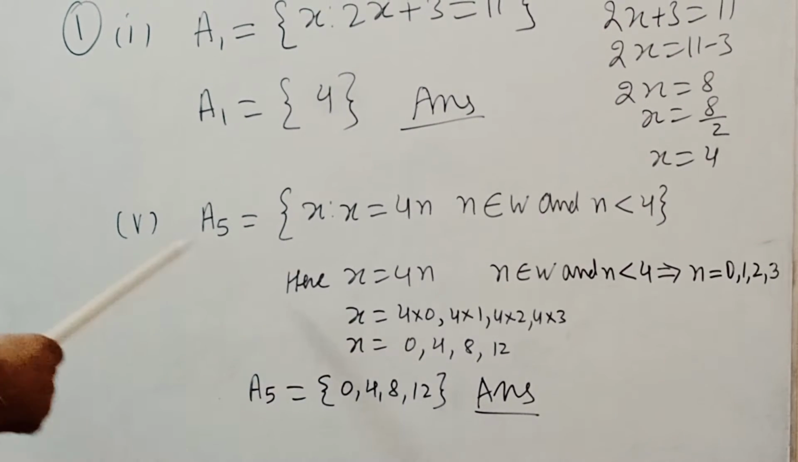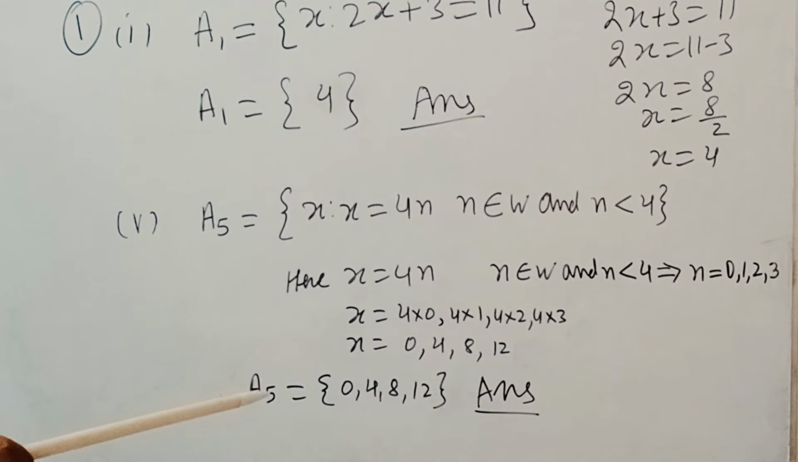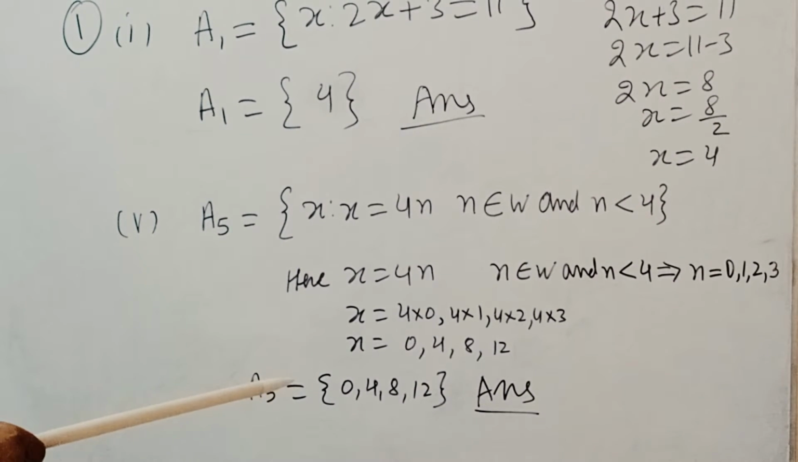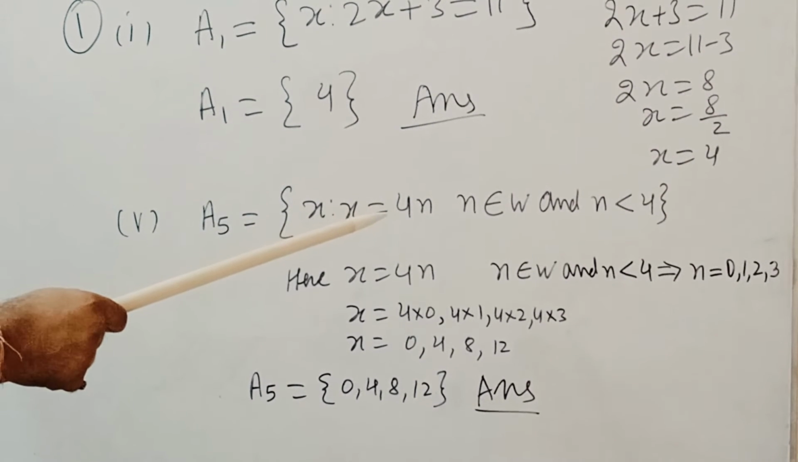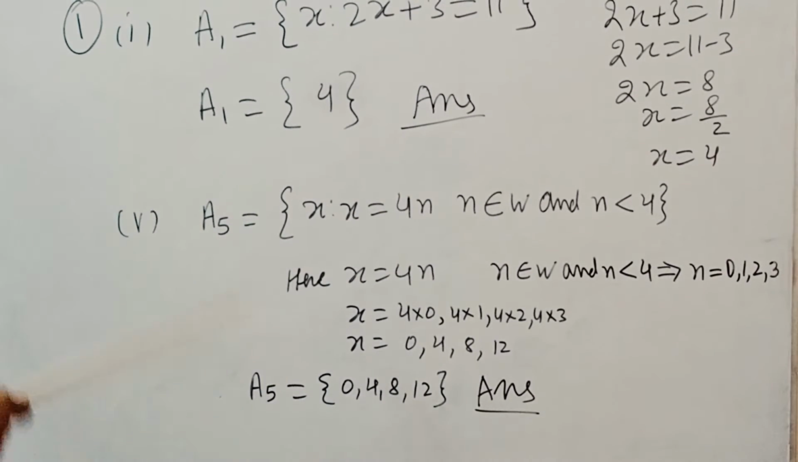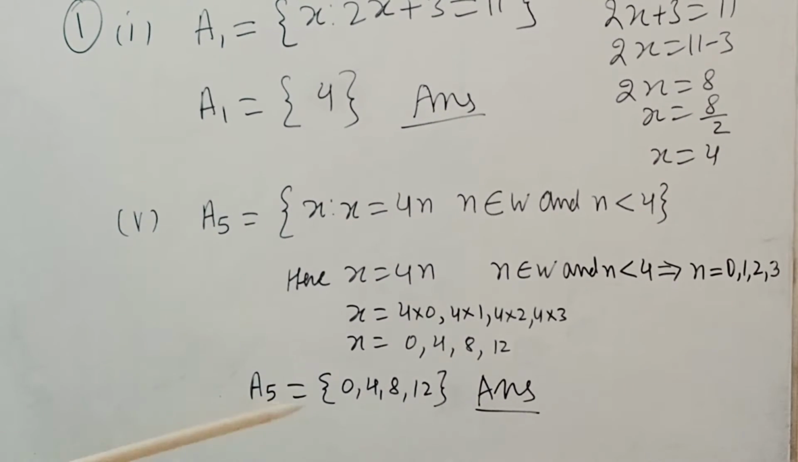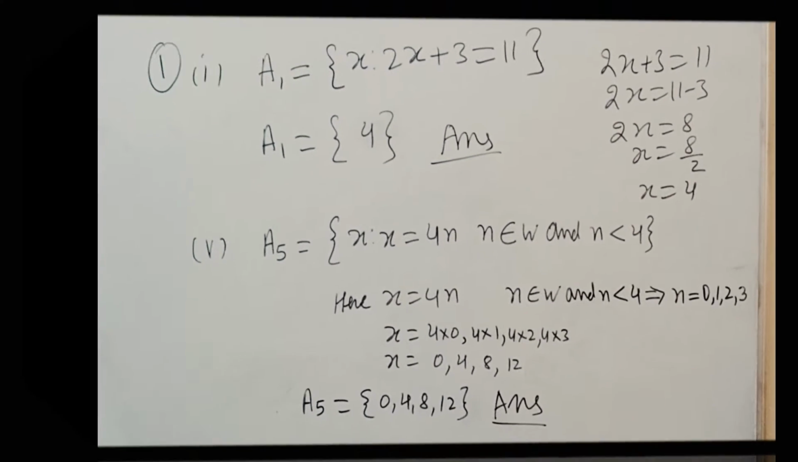So what are the elements of set A5? A5 equal to curly bracket 0, 4, 8, 12. That means A5 has 4 elements, on the basis of set builder form. With the help of these sums, we can do the other sums of this question number 1.